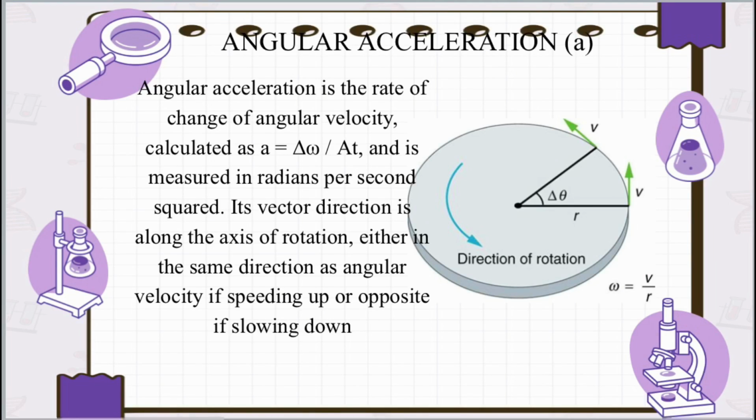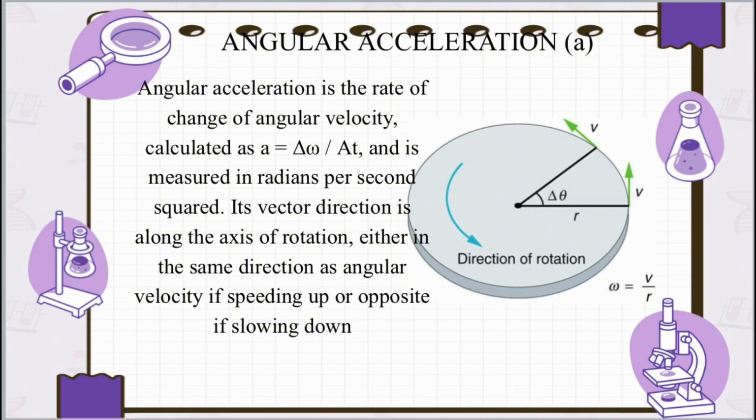Angular acceleration is the rate of change of angular velocity, calculated as alpha equals change in omega over change in time, and is measured in radians per second squared. Its vector direction is along the axis of rotation, either in the same direction as angular velocity if speeding up or opposite if slowing down.